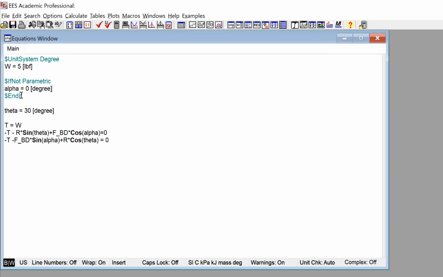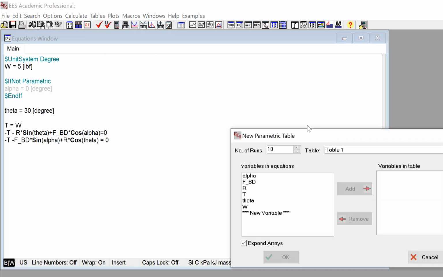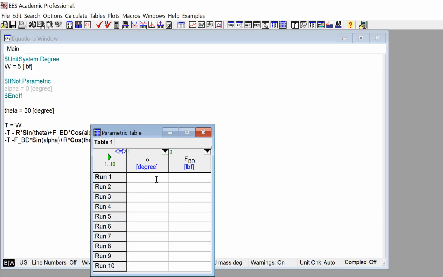But if I solve using a parametric table, then this equation will be removed, and therefore I can solve my parametric table. So let's see, let's make a new parametric table, and in this parametric table I'm going to vary alpha, that's my independent variable, and I'm going to look at the magnitude of FBD, that's my dependent variable. So we'll add those two variables to my parametric table.